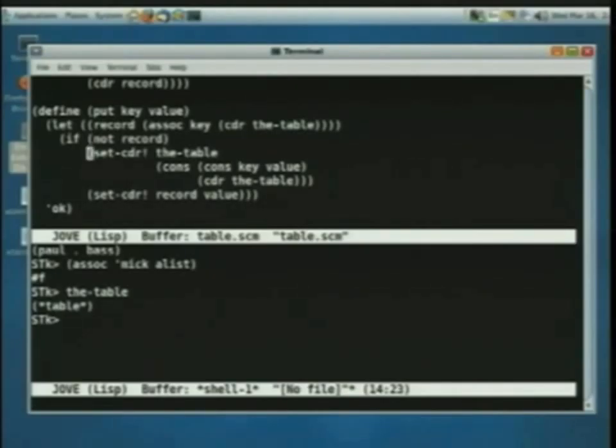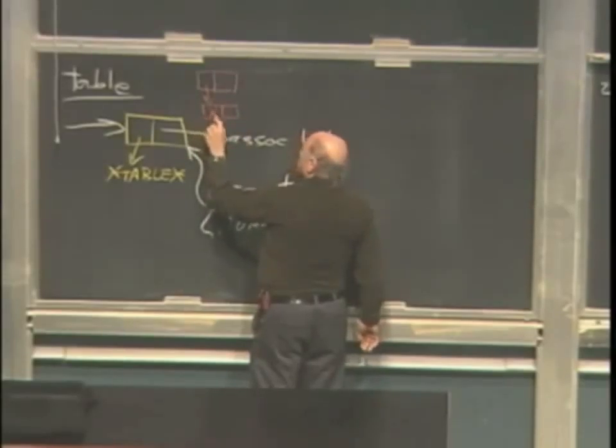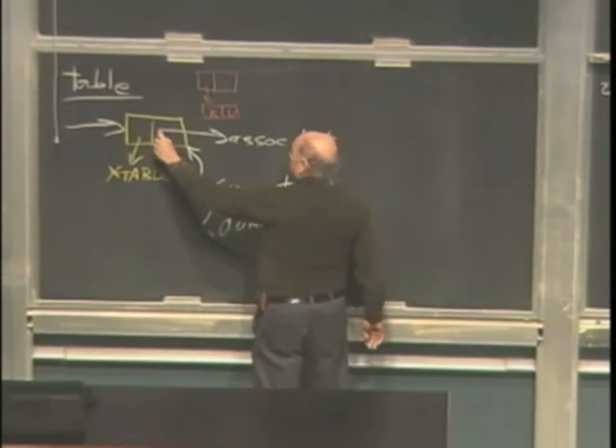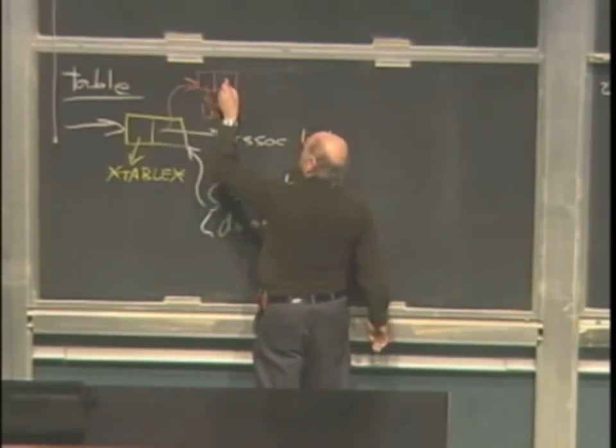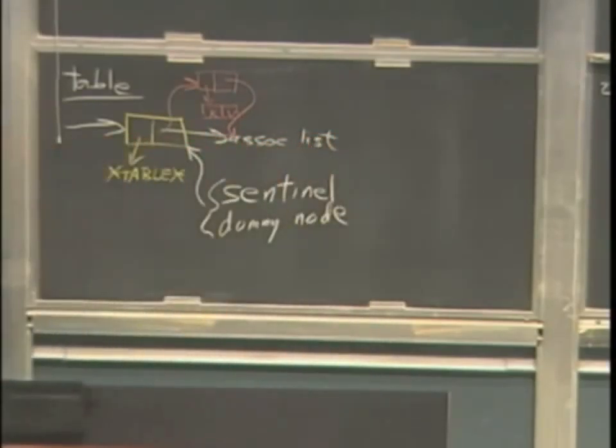If we didn't find the key in the table, then what we want to do is extend the association list with a new element. So in that case, we're going to create not one, but two new pairs. This one is going to have the key and the value. And then this one is going to get spliced into the spine of the association list.